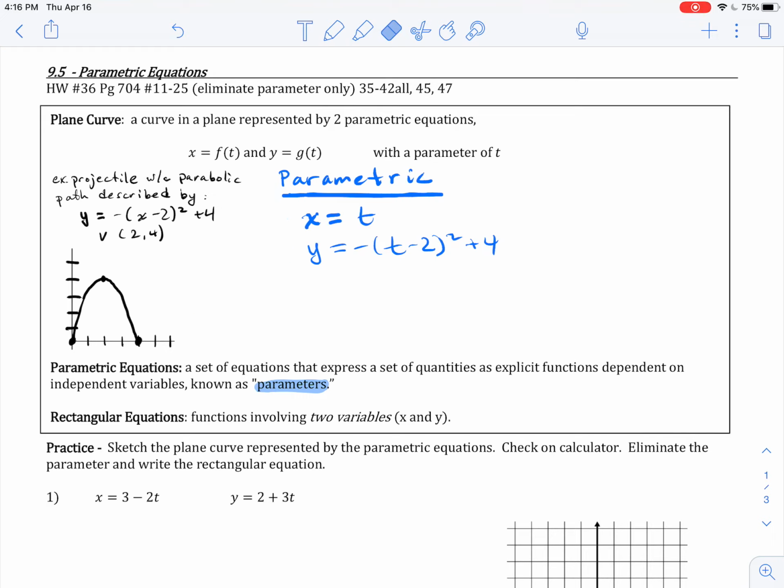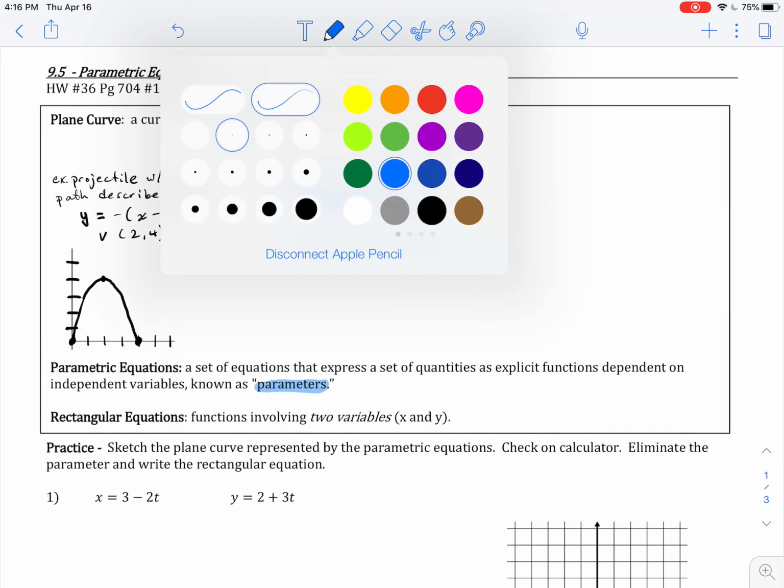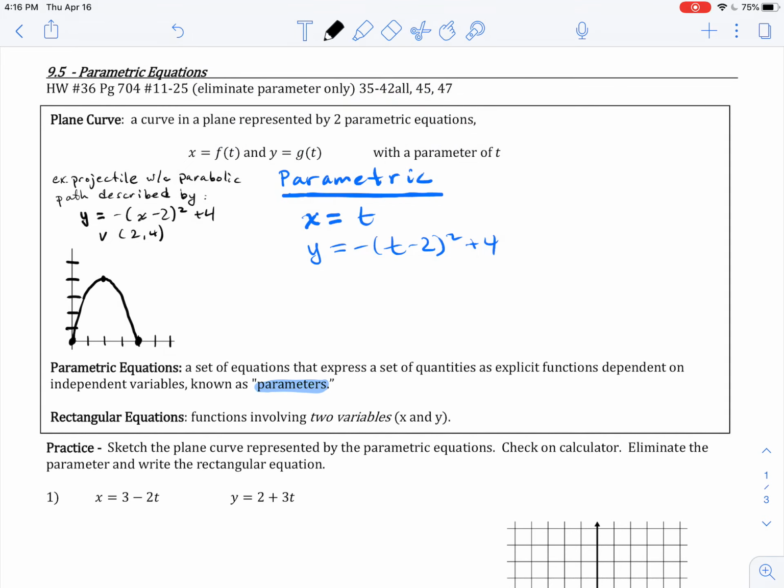So what I want to do now is for us to actually think about what the graph of these parametric equations would look like. And the graph of a set of parametric equations is something called a plane curve. It's a curve that represents two or more parametric equations. So how would I go ahead and do that? Well, let's go ahead and set that up.